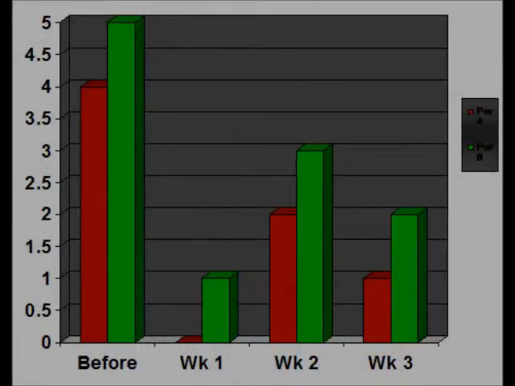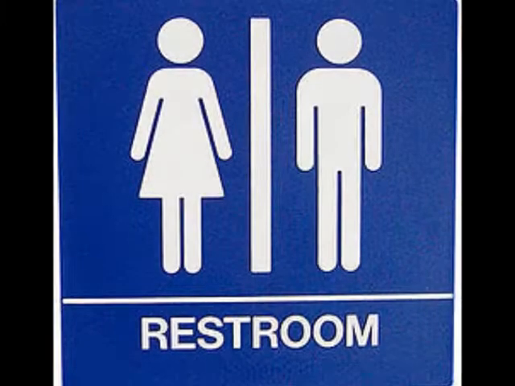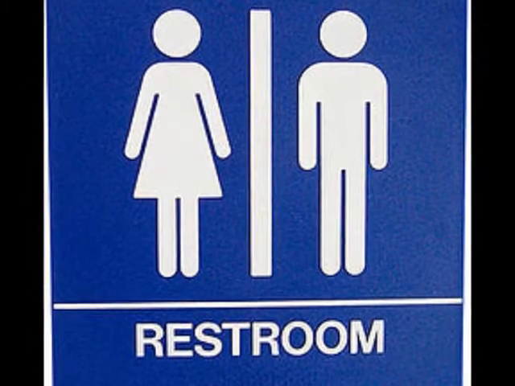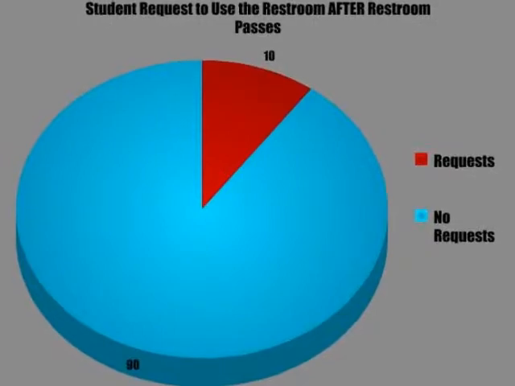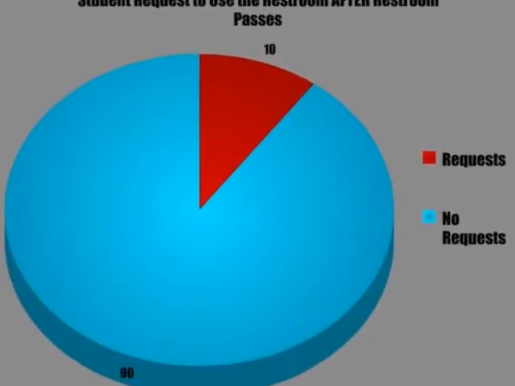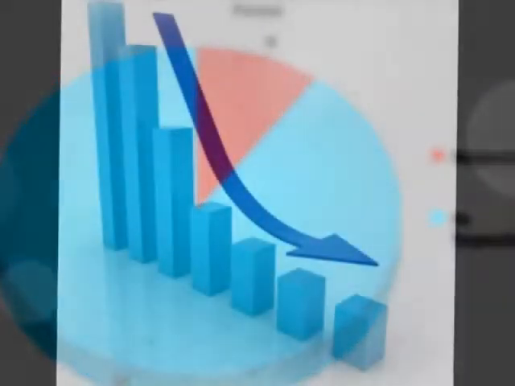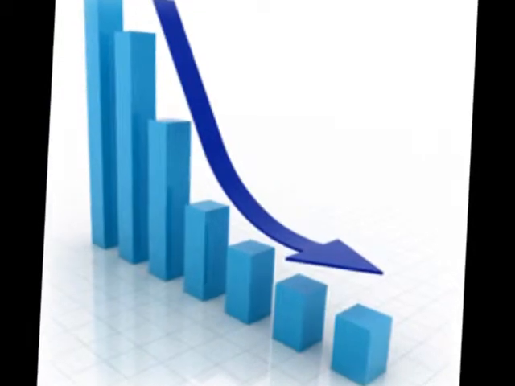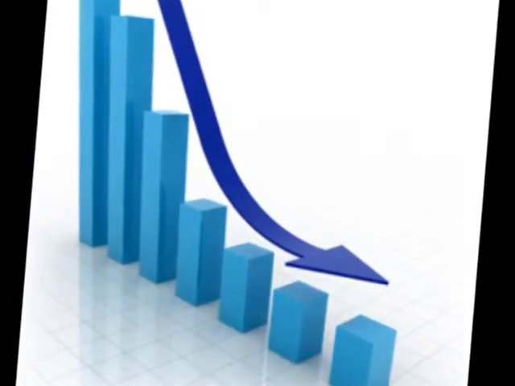The first week following the new policy, only 1 student requested to use the restroom the entire week. During the second week, the number of student requests was 5. During this study, 10% of the students made requests to use the restroom. With the implementation of the restroom passes, student requests to use the restroom dropped 15%.